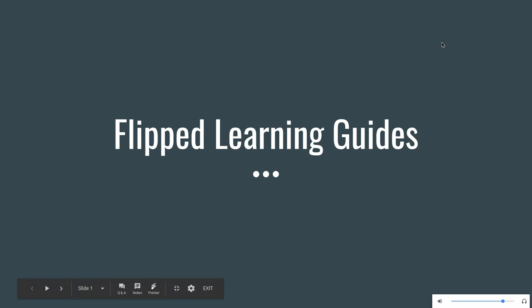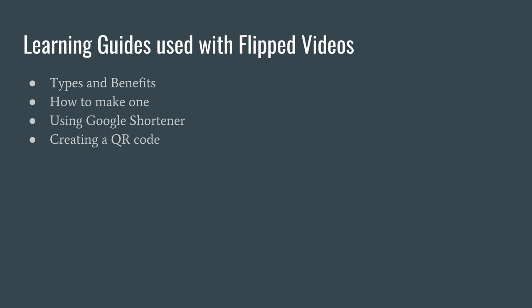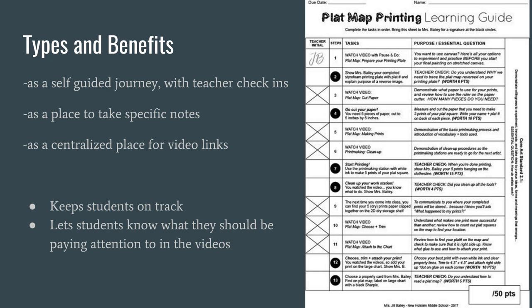In this video, we are going to talk about making the flipped learning guide to go along with your flipped videos. So there's several types of learning guides. And we're going to talk about how to make one, how to use Google Shortener, and how to create a QR code. So there's several different types and benefits to using a self-learning guide.